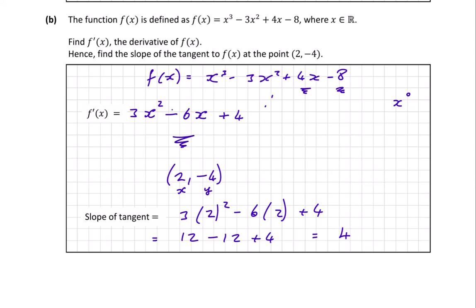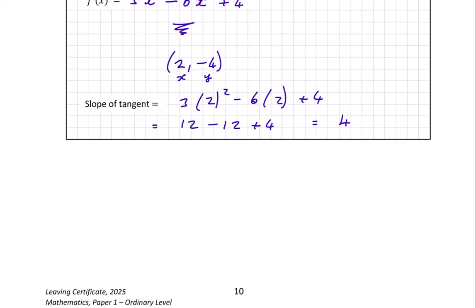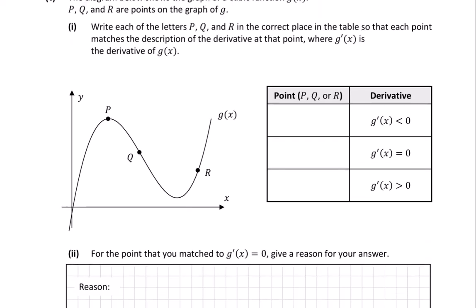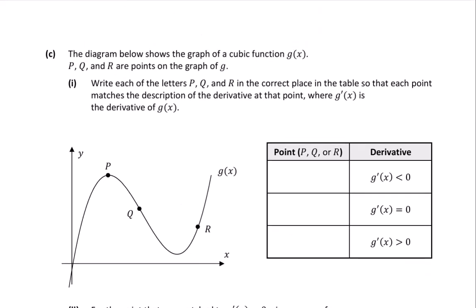Okay, let's look at the next question. So we have C here, and we have the diagram below shows the graph of a cubic function g of x. P, Q, and R are the points on the graph of g. Write each of the letters P, Q, and R in the correct place in the table so that each point matches the description of the derivative at that point where g prime x is the derivative of g of x.